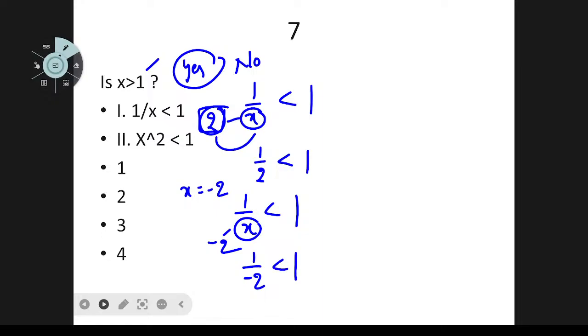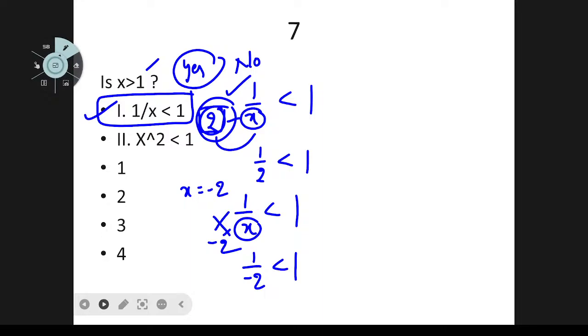So what I need to understand is, when I satisfy this particular condition, sometimes x is greater than 1 and sometimes x is not greater than 1. That's what you need to understand. When I satisfy this particular condition, is x greater than 1? Yes, in some conditions it is greater than 1, but in some conditions it is not greater than 1. That means the first statement is not sufficient to answer the question, that is x greater than 1.